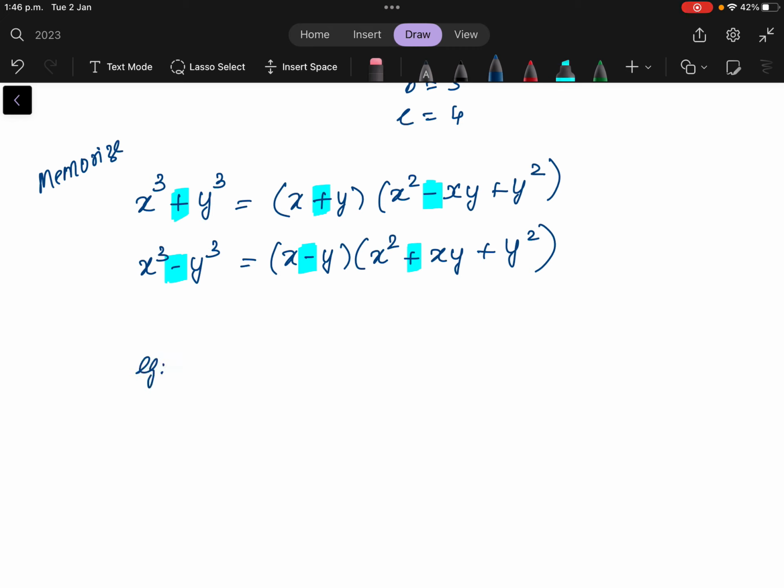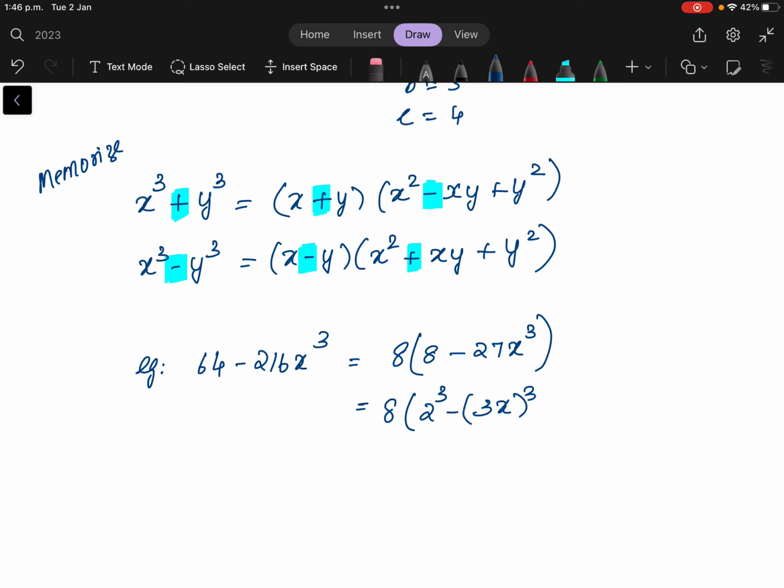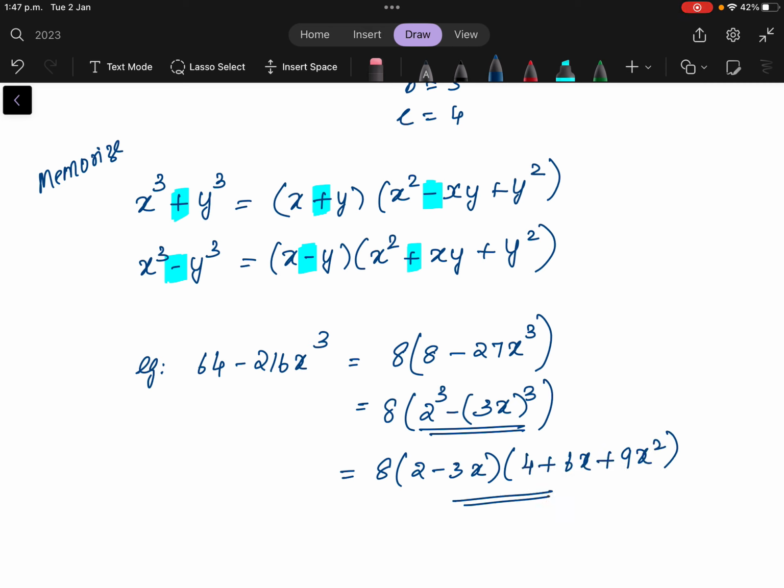So this you have to memorize because, as I said, it's not there. An example: 64 − 216x³ can be written as, first, 8 is a common factor, so I just take 8 outside, and we get 8(8 − 27x³). Then this follows 2³ − 27x³, which can be written as the cube of 3x. So x³ − y³ gives 8 times (2 − 3x)(4 + 6x + 9x²). Okay, this is how we do this question.